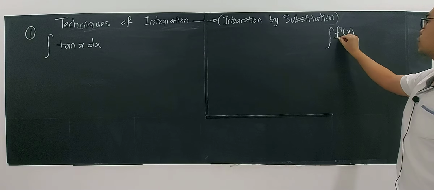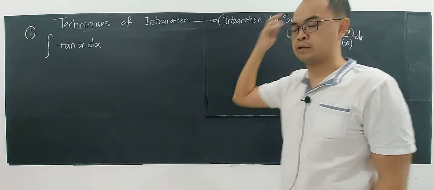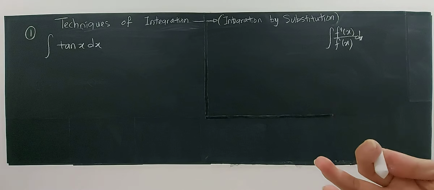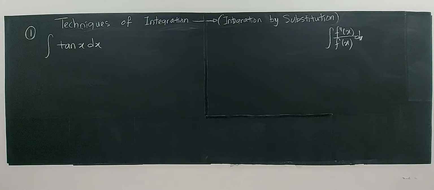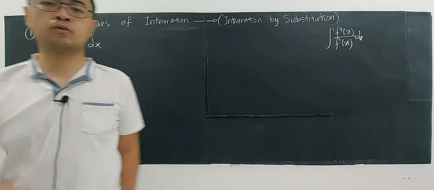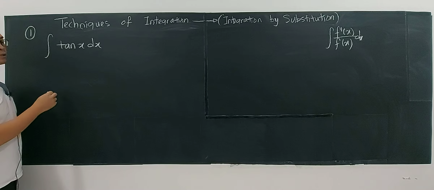You can try using this formula, because as you know, for integrating tangent there is no formula. You only have integrating sine, you get negative cos. Integrate cos, you get sine. Integrate secant square, you get tangent x. Only three formulas, but none of them is for integrating tangent. So it means you need a formula or a technique to deal with this integrand.